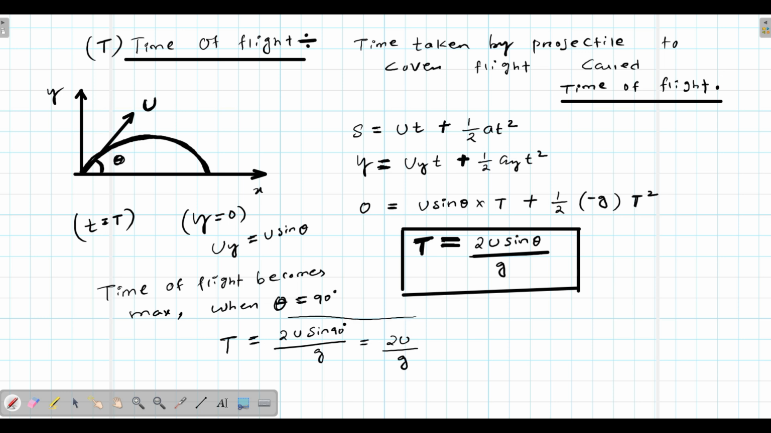So time of flight is the time taken by the projectile to cover the flight. After time of flight, next is horizontal range, height of rise, then instantaneous velocity. So next we will study horizontal range. Horizontal range says that it is the horizontal distance covered by the projectile during the flight.